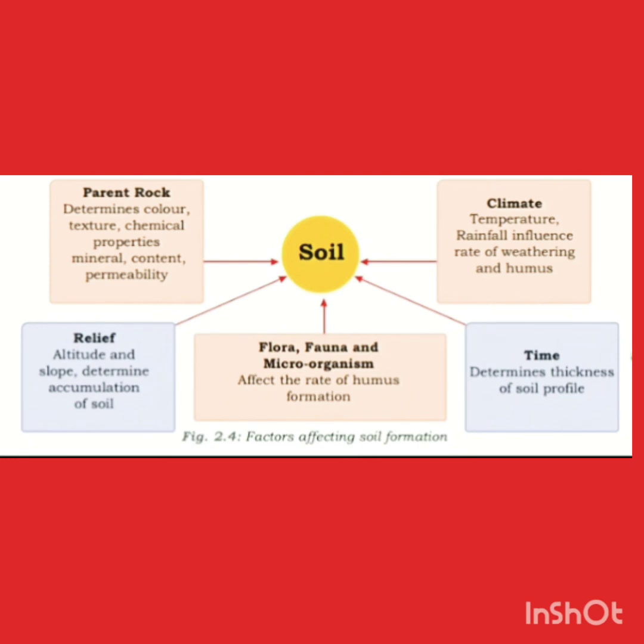Then the next one is flora, fauna and microorganisms. So this affects the rate of humus formation. So what is flora? Plants. Fauna, animals, and the microorganisms. So wherever plants, animals and microorganisms are present, the rate of humus also will be more.